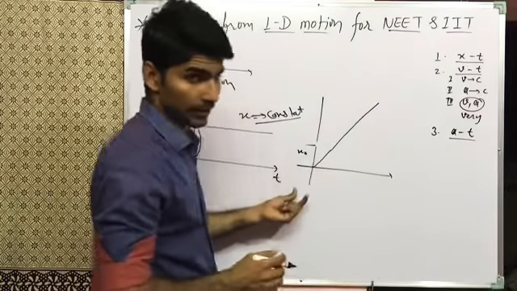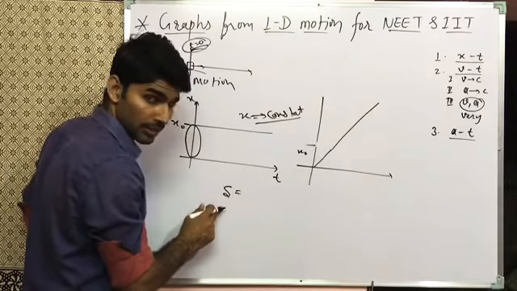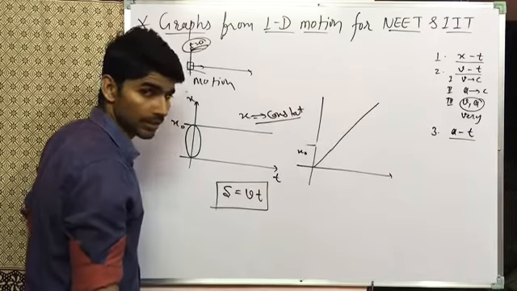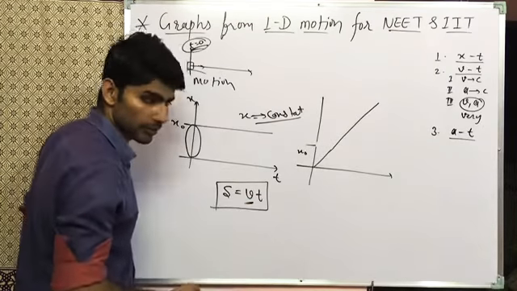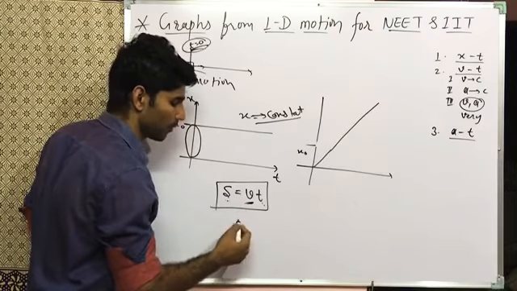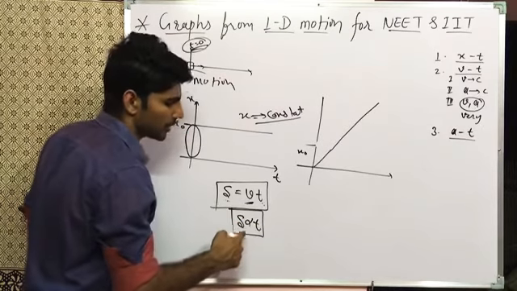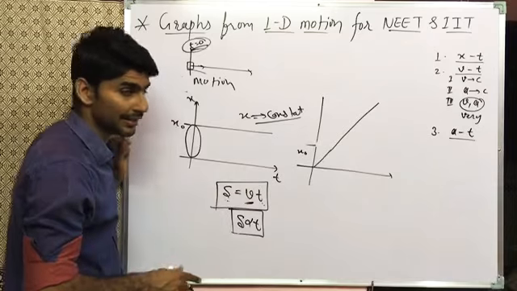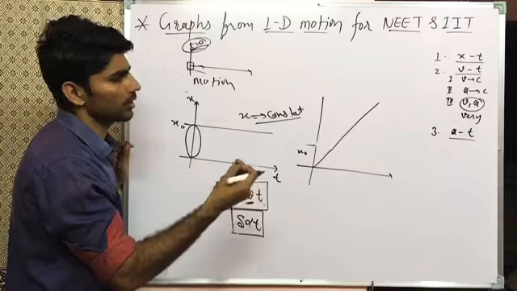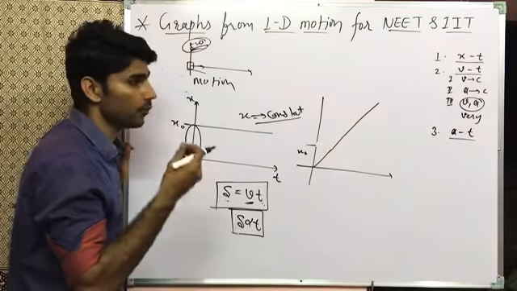This is a straight line graph, because you know displacement equals velocity into time. Here if the velocity is constant, then time and displacement have a proportional relation. Displacement is proportional to time, and for the proportionality we use a straight line graph. So this is quite a simple thing, but the next case, the velocity time curve, is very complex and very important.